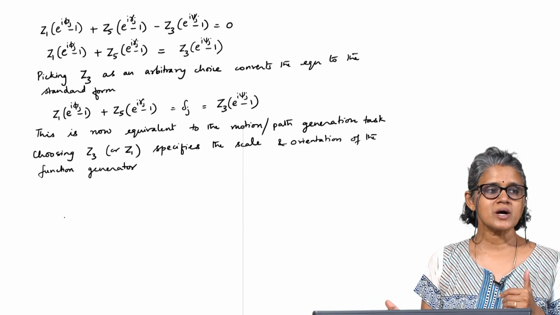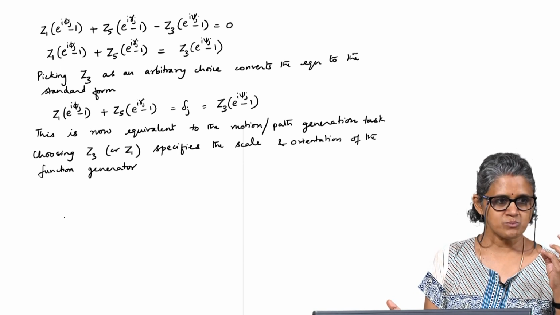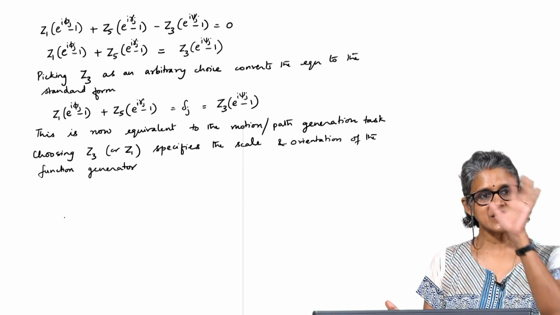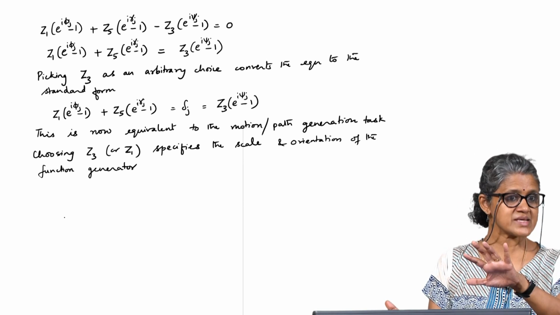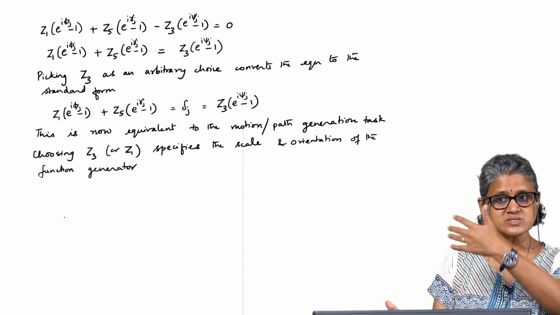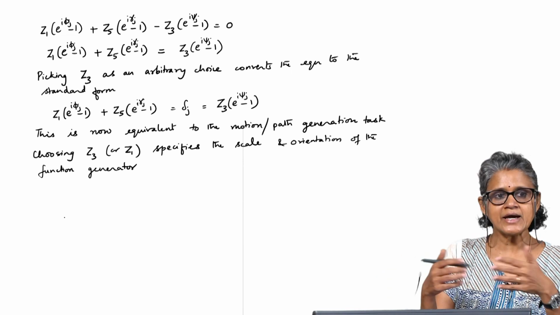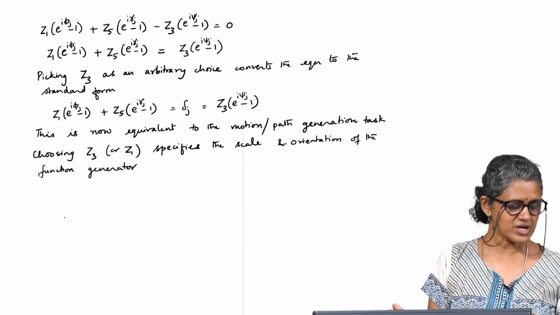This does not work with motion or path generation, because in motion generation and path generation, the output is external to the system. The output is specified external to the system with respect to some other coordinate system. It is not internal to the system as it is in the case of function generation.